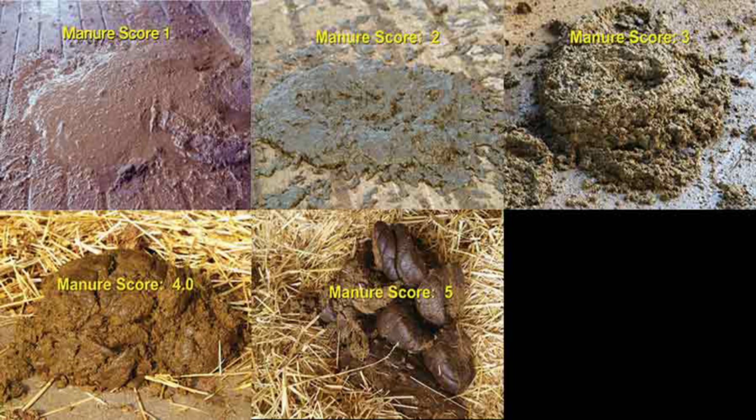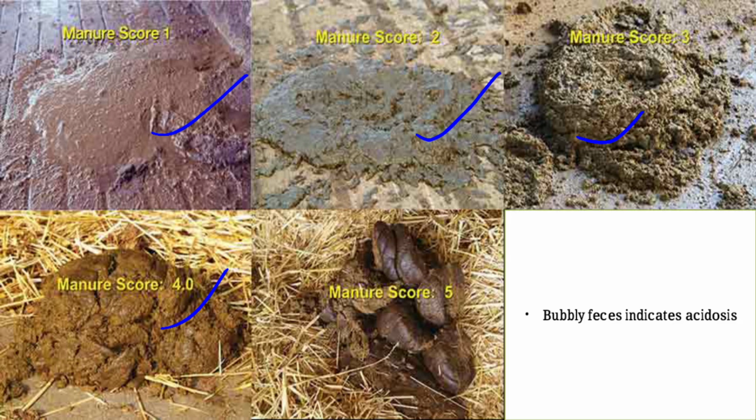This is shown diagrammatically. You can examine that this is score 1, which is watery diarrhea, and manure score 2 is slightly thicker than manure score 1, while manure score 3 is somewhat thicker and stickier than score 2, while in 4 it is somewhat formed and manure score 5 is hard or dry. And bubbly feces indicates acidosis in some cases.